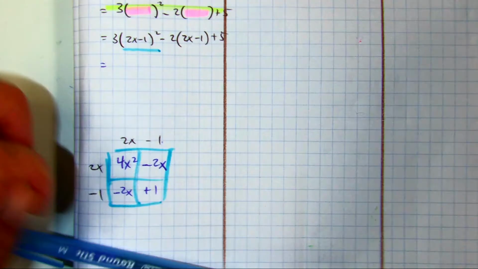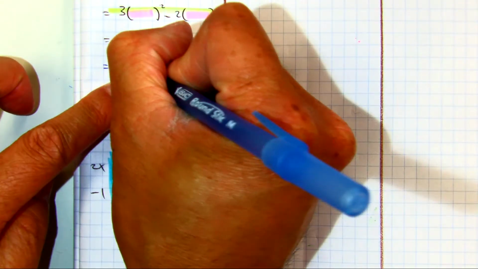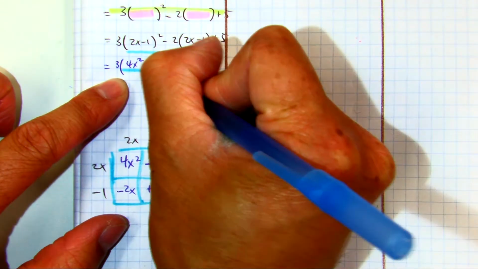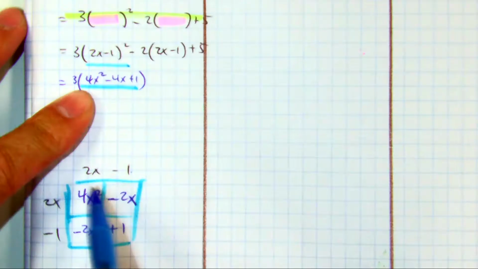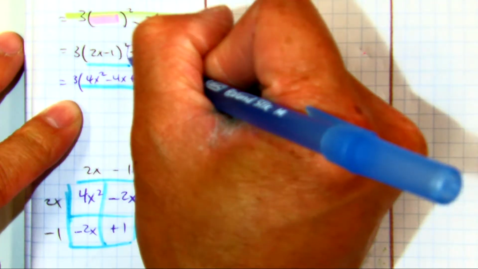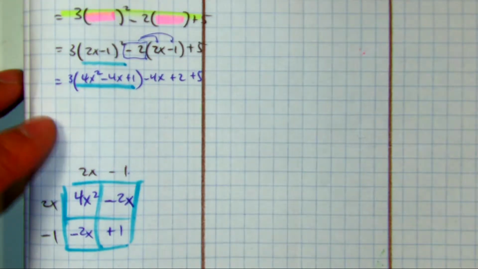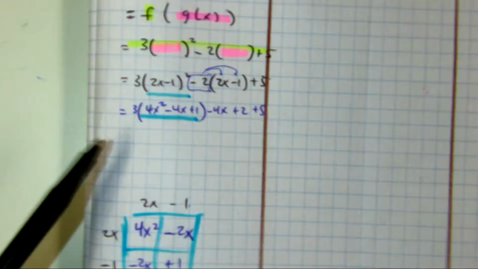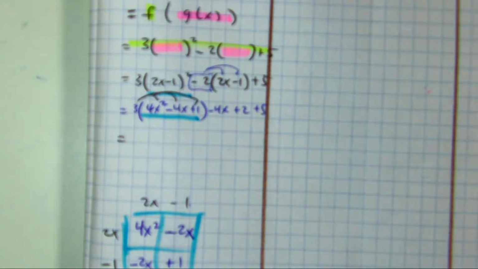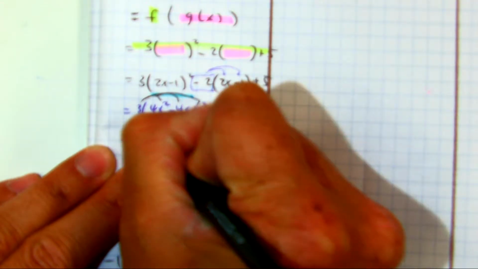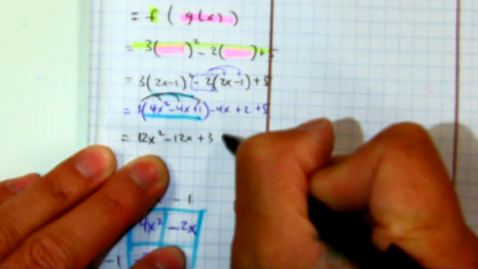So now from the blue, we have 3 times the quantity 4x squared minus 4x plus 1. So I just multiplied. That's 2x minus 1 times 2x minus 1. And then here I'm going to distribute the negative 2. Comes a negative 4x plus 2 plus 5. And then I'm just going to go ahead and distribute the 3 here. Class, what do I get? 12x squared minus 12x plus 3. And then all this just comes down.